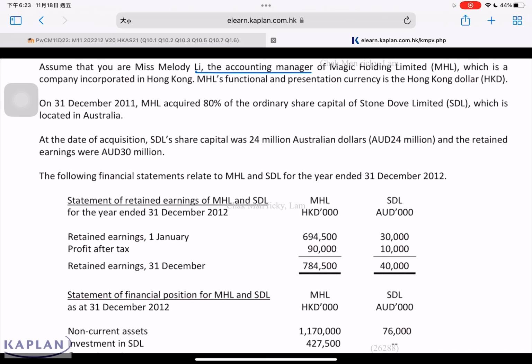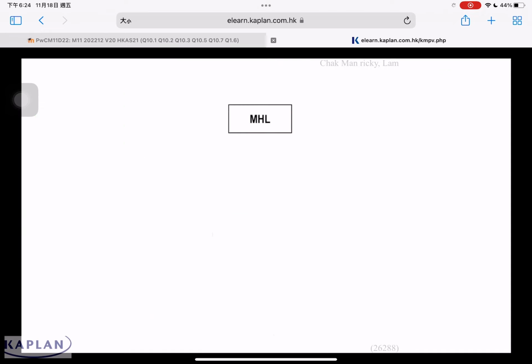Referring to the question, assuming that you are Ms. Lee, the accounting manager of MHL, a company incorporated in Hong Kong, the functional and presentation currency is Hong Kong dollar. On 31st December 2011, MHL acquired 80% of the ordinary shares of STL, which is located in Australia. At the date of acquisition, STL share capital is 24 million Australian dollars and retained earnings is 30 million Australian dollars. This is share capital, retained earnings. MHL acquired STL 80%.